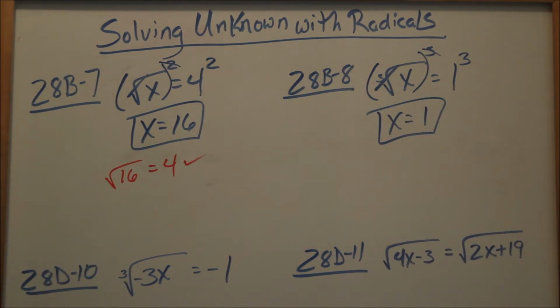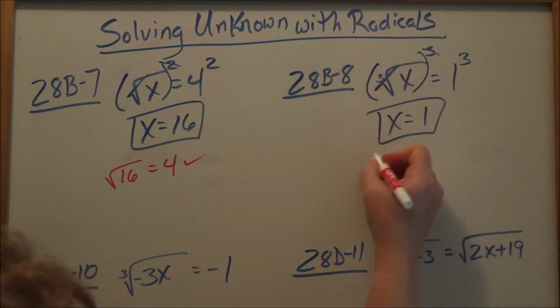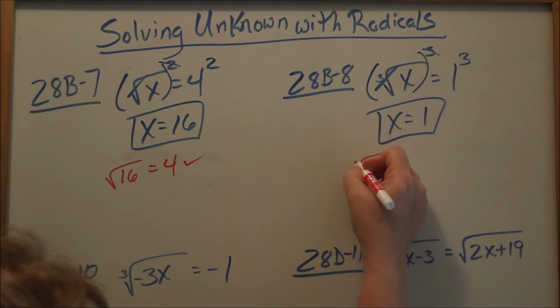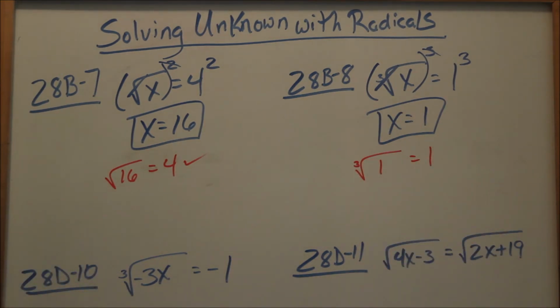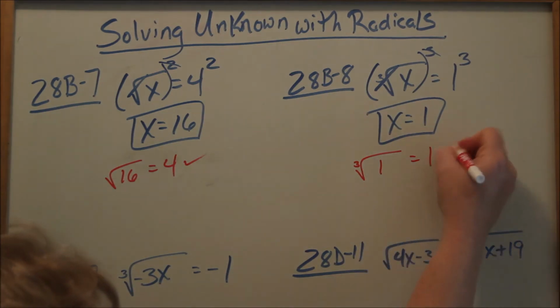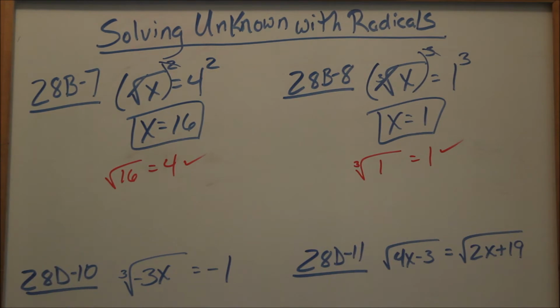So you go back to check it. Take x equals 1 and put it back in the original problem. So that would be the cube root of 1 equals 1. The cube root of 1. What times itself 3 times gives you 1? 1. So yes, that does check.